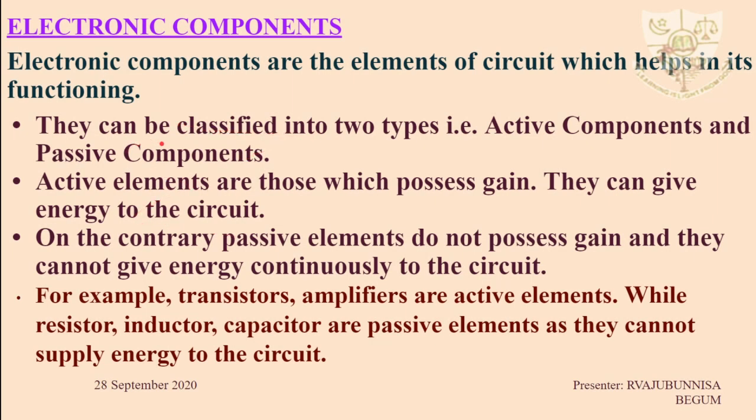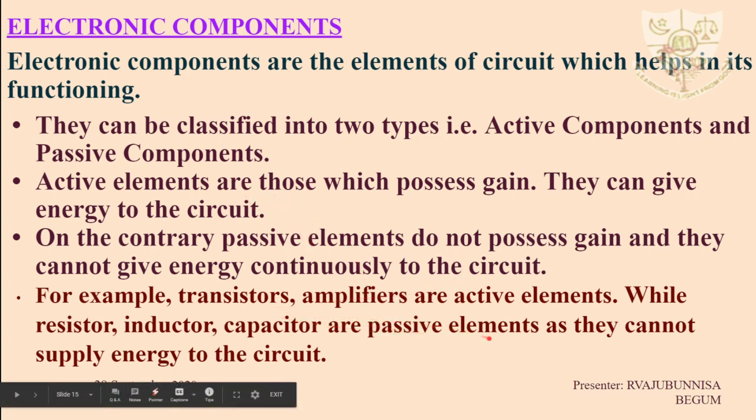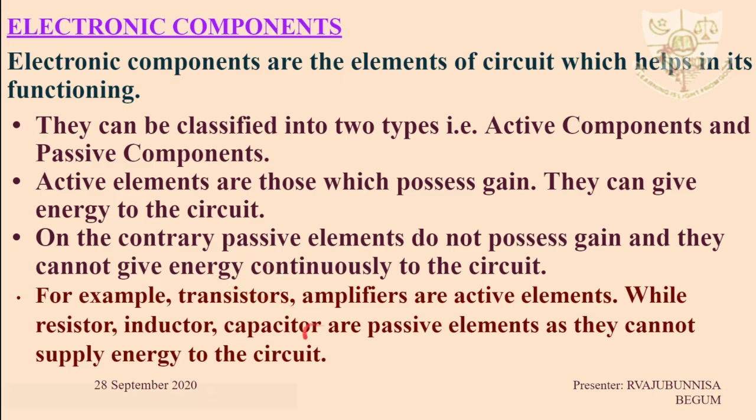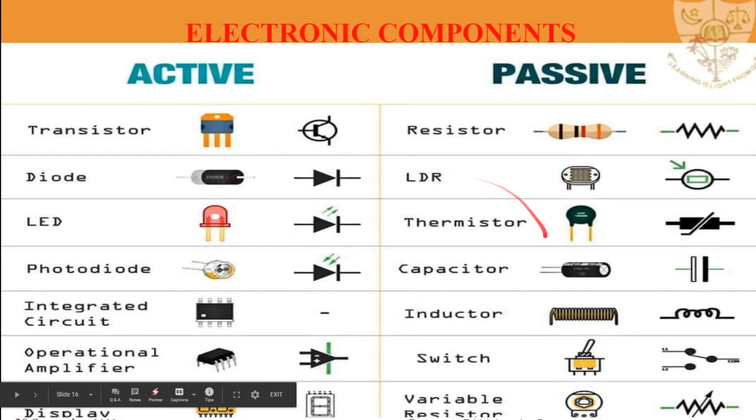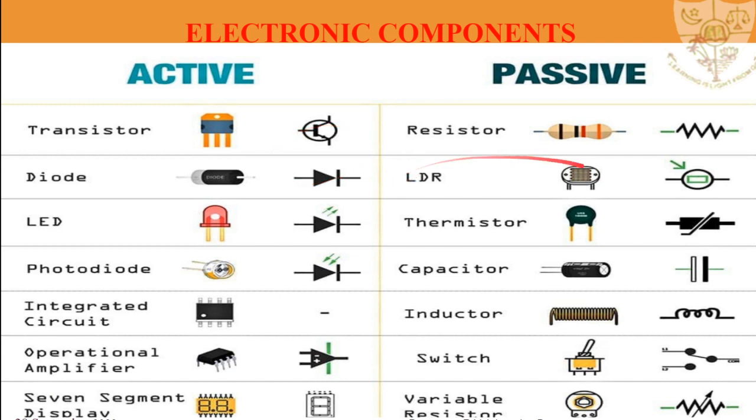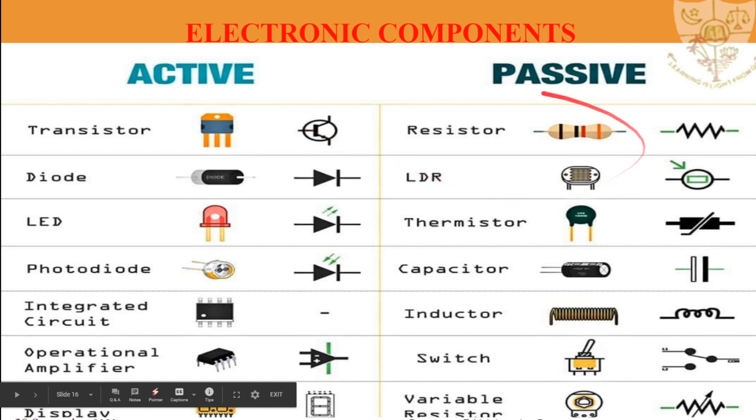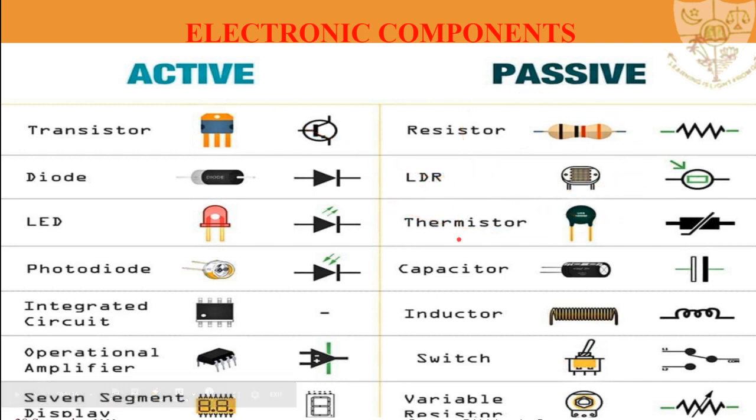Here it is very clearly shown electronic components which are categorized as active and passive components, the difference between active and passive components, and some examples as I discussed in the previous slide. So these are all the various images of active components and passive components. Here it is shown transistor, diode, LED, photodiode, integrated circuit, etc. for active components, whereas for passive components, here it is shown resistor, light dependent resistor, thermistor, capacitor, inductor, etc.